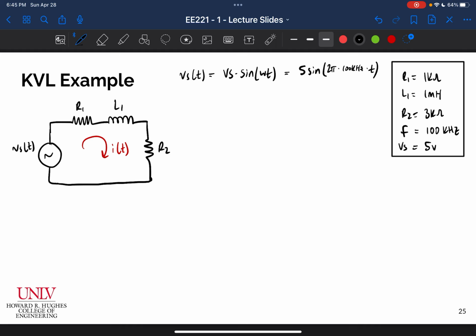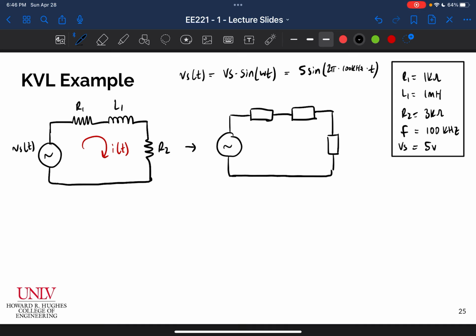And let's go ahead and write our impedances. That's going to be the first step here, to convert over to the impedance domain. I'm going to replace my resistor, my inductor, and my second resistor with their associated impedances. So this one we'll call ZR1. That's just the resistance of my resistor, which is 1 kilo ohm. Same for R2, that's ZR2. We'll call that one 3 kilo ohms.